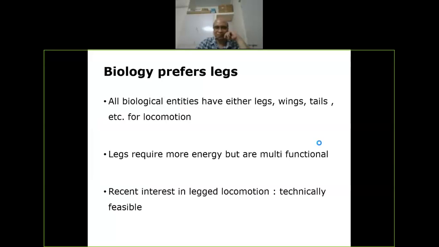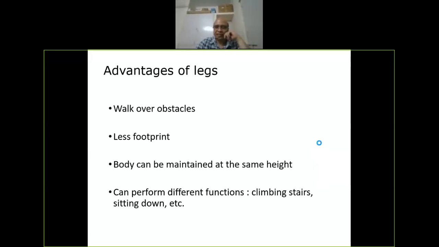No wheels. Now, the basic reason being that legs are more energy efficient, but are multifunctional. So you can sit down, you can stand, you can walk, you can lie down. With a wheel, you can't do all that. Okay. Now, recently there has been an interest in legged locomotion because the legs have some advantages. For example, they can walk over obstacles, they have less footprint, body can be maintained at the same height, they can perform different functions like climbing stairs, sitting down, etc., etc.